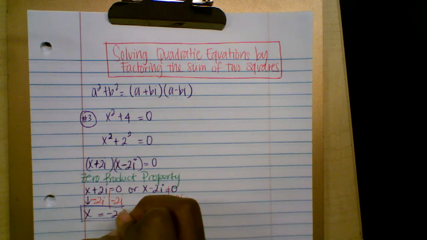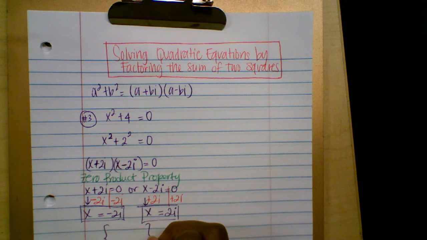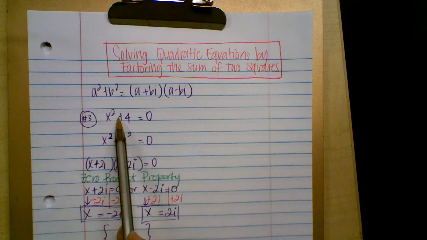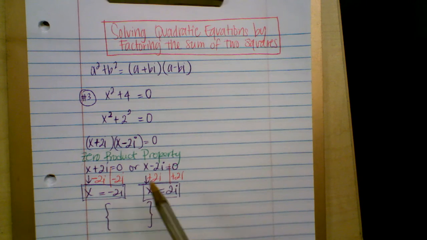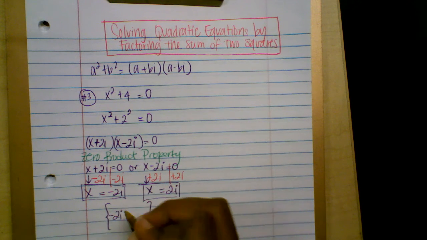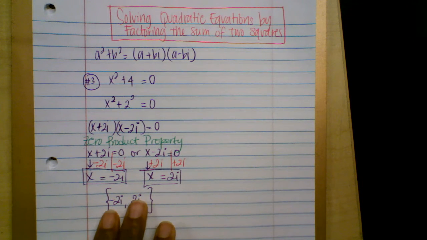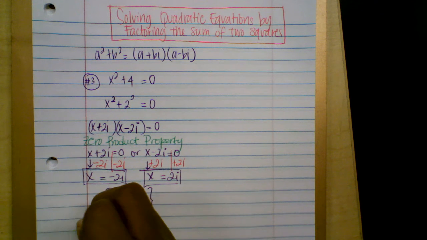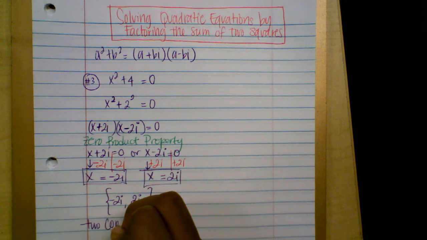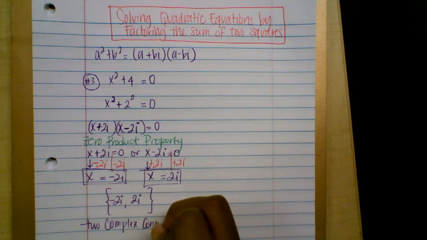So what are the solutions to this quadratic equation? Negative 2i and positive 2i. As you can tell, both numbers are complex conjugates. Why do I say that they're complex conjugates? They have the same real part. Here, the real part for both of them is 0, and the imaginary parts are opposites of each other. One is a negative imaginary number, the other is a positive imaginary number. So for this example, you have two complex conjugate solutions.